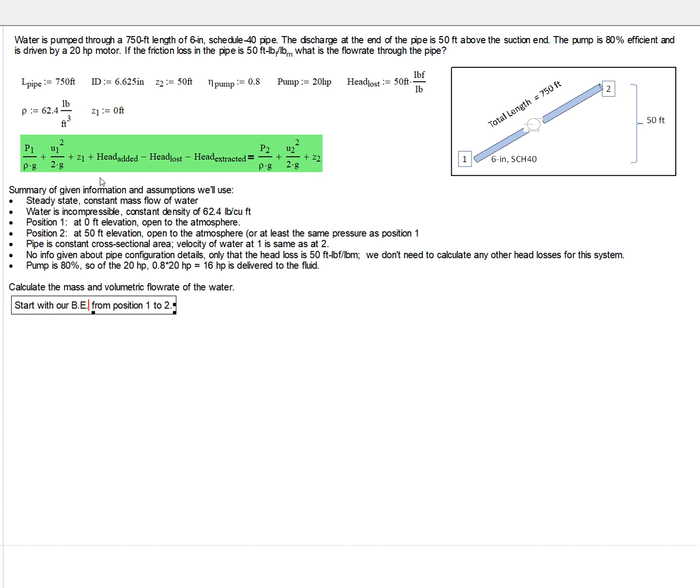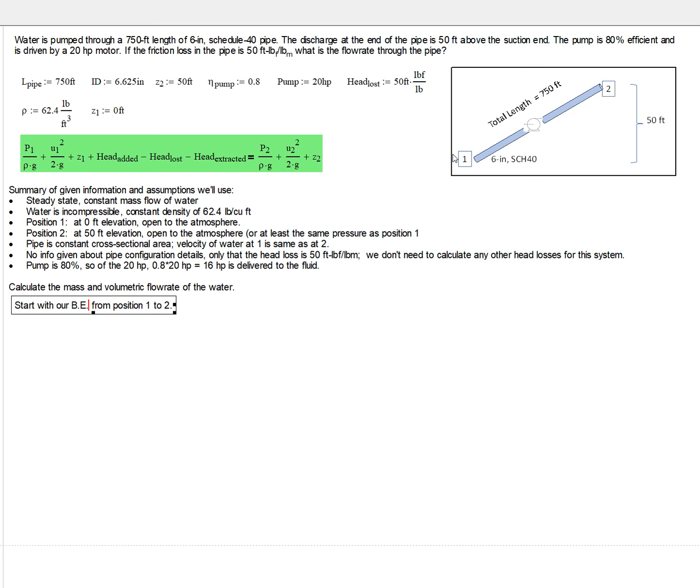So what we can do then is apply this Bernoulli equation from point 1 to point 2. So P1 is equal to P2. What does that mean? That means these two pressure head terms are going to cancel each other out. We just talked about U1 is equal to U2. Linear velocity at 1 is equal to linear velocity at 2. So that means that these velocity head terms are going to cancel out. Z1 is equal to 0.